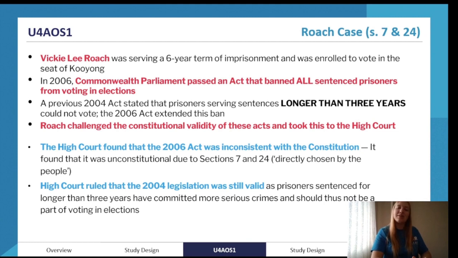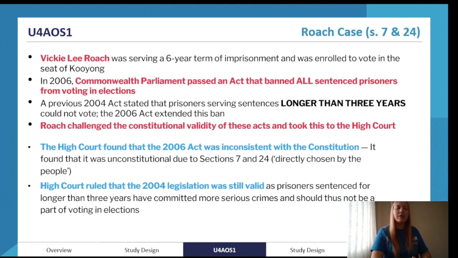Remembering that very important quote, why was it inconsistent? Because parliament needs to be, quote, directly chosen by the people. If we ban all prisoners from voting in elections, it doesn't represent all of the people anymore, does it? A significant amount of the population would not be able to vote.